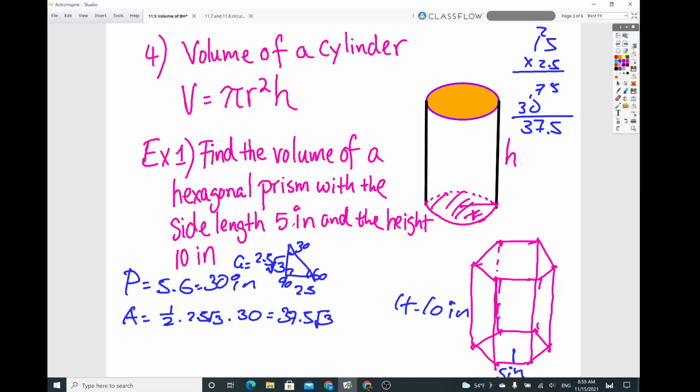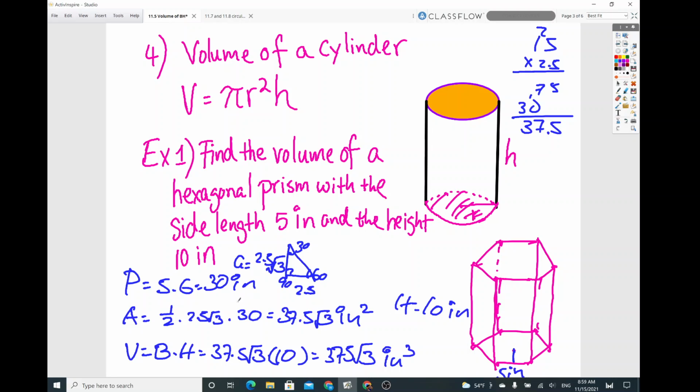Again, the way to find the volume, it's always the area of the base times the height. So which is 37.5 root 3 times the height, which is 10. So it's 375 root 3. And the unit for the volume, that would be cubic inches. And the area of the hexagonal base is square inches. Okay, make sure that you put in the unit as well.